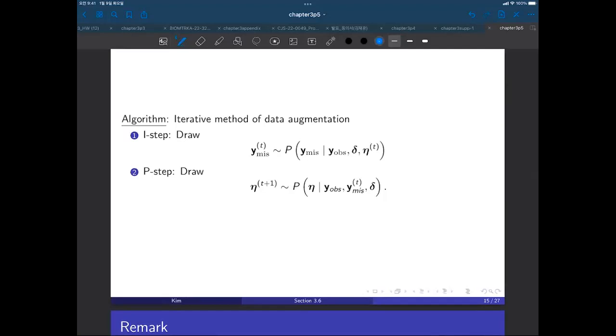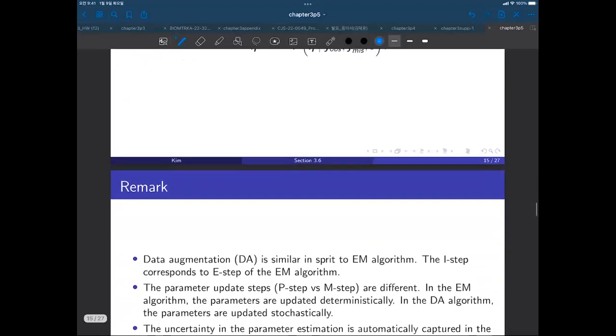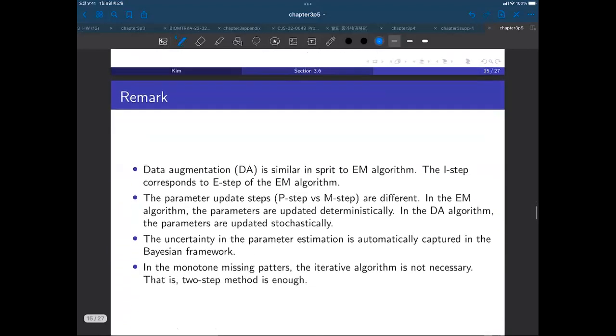The idea of multiple imputation is basically that this is kind of an intermediate thing to get the imputed value, right? But at the end of the day, you can just use this sequence as the final realization from the predictive distribution.